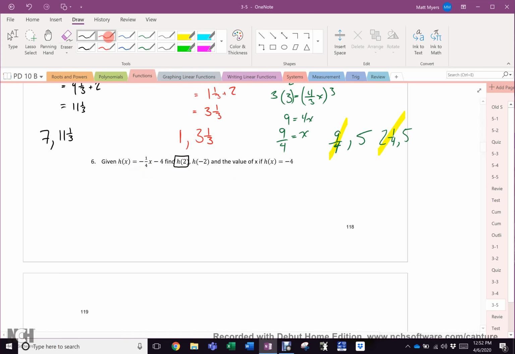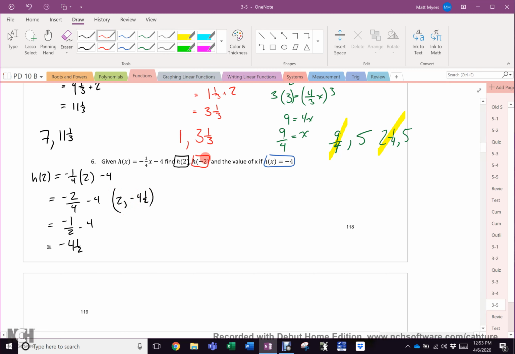I'll do that one in black. I'll do that one in red. I'll do that one in blue. So h of 2 equals negative 1/4. It was an x, now it's a 2, minus 4. Negative 2/4 minus 4, which is negative 1/2 minus 4, which is negative 4.5. So there's my x, there's my y, 2 and negative 4.5.